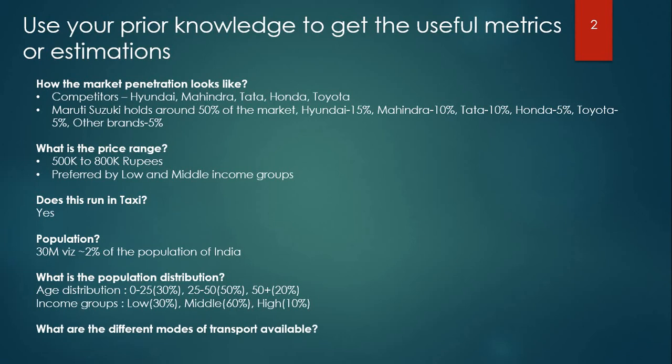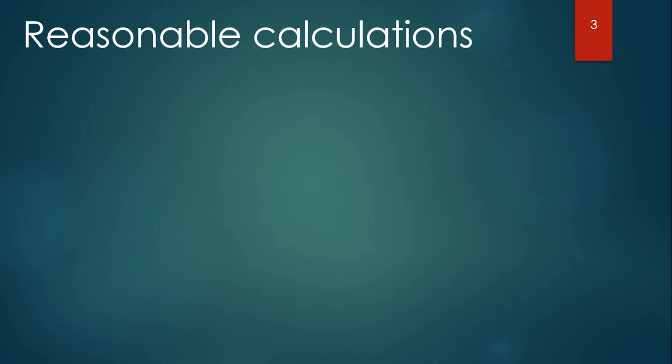Another question which will be really useful to solve the problem is what are the different modes of transport available. So if you consider New Delhi, it is a metro city, so you have metro, city buses and other cab services as well. So yeah, that was about the prior knowledge. And then comes the third part, which is to do some reasonable calculation using your prior knowledge.